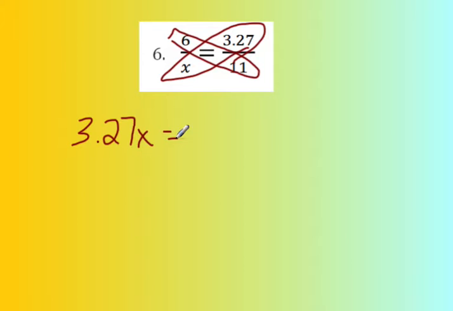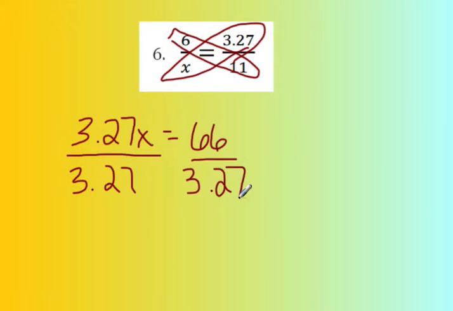6 times 11 is going to give me 66. So now what I'm going to do is take that 3.27x and divide it by 3.27. Again, trying to get rid of that so I can get my x all by itself. Now when I do that, I get x is equal to 20.18.